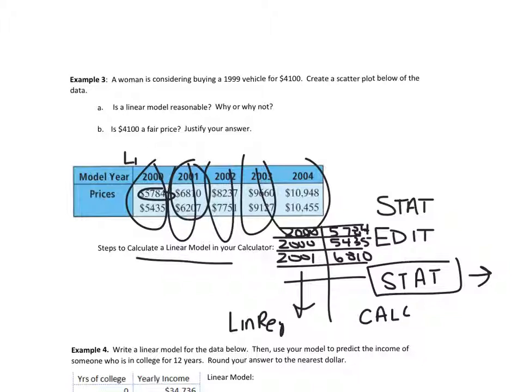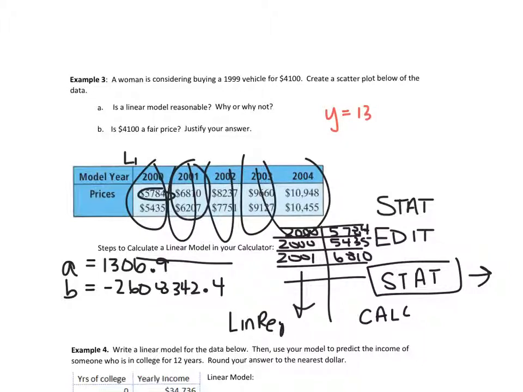My value for A, everybody should be the same, is A equals 1306.9, and then B is negative 2608342.4. The A represents the slope and the B represents the y-intercept. So I'm going to write this as an equation. The line of best fit is y = 1306.9x - 2608342.4.